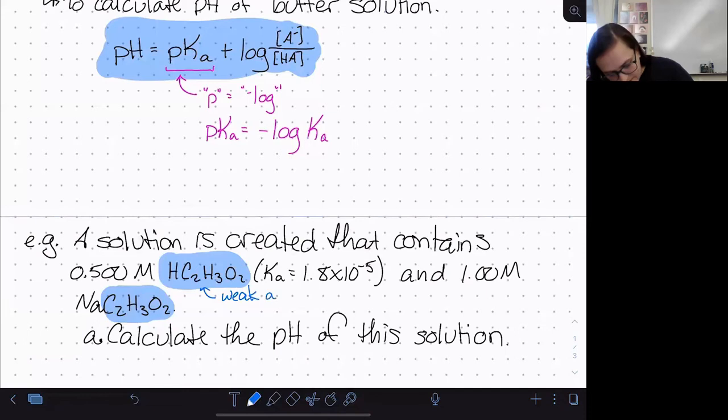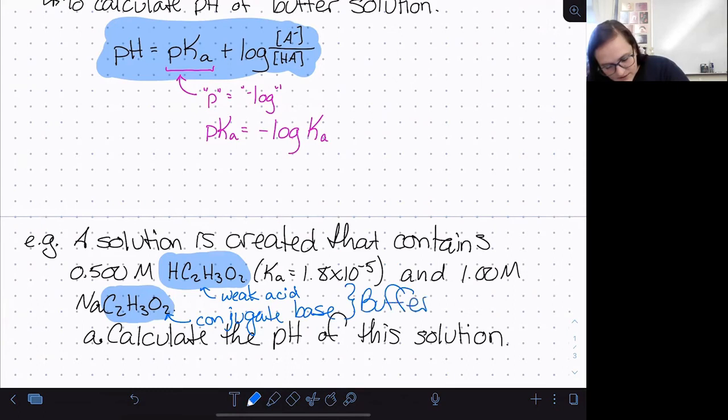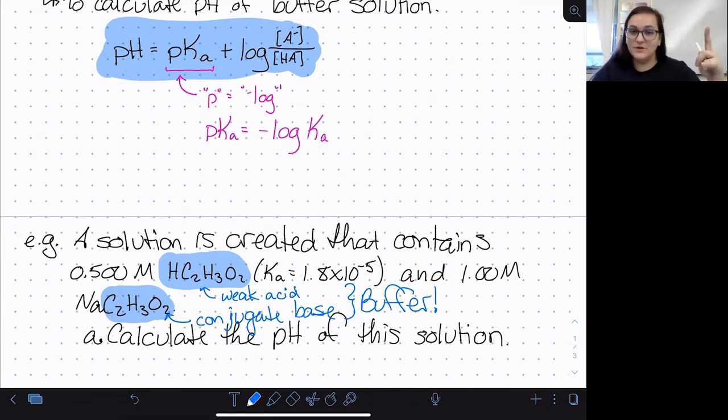So you have a weak acid and you have its conjugate base. And what that means is that you have a buffer solution here. So that's the first thing you need to recognize in a grander context of chemistry outside of just this lesson: this is a buffer, is the first thing you need to notice in your brain. And that means that we're going to use the Henderson-Hasselbalch equation. We only use that equation for buffers.